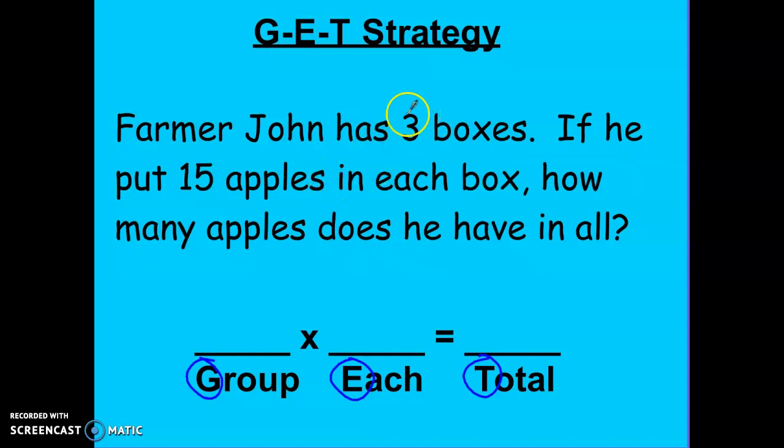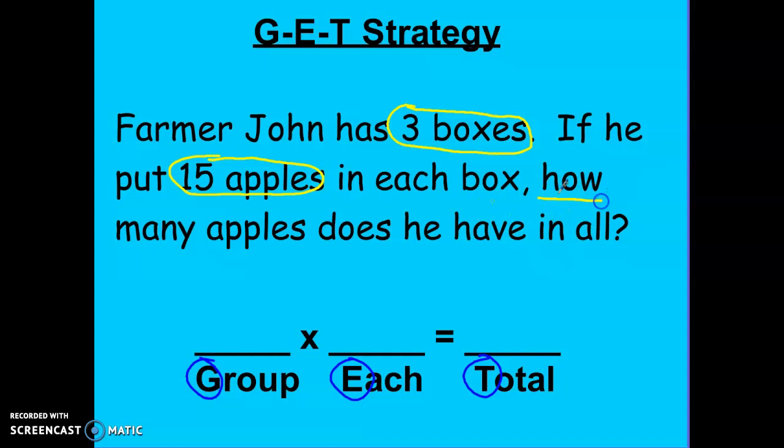Let me think. 3 boxes. I think that is important information, so let me circle it. If he put 15 apples in each box, 15 apples seems to be important information as well. I already have my important information that needs to be circled. Now let me look at the actual question. How many apples does he have in all?